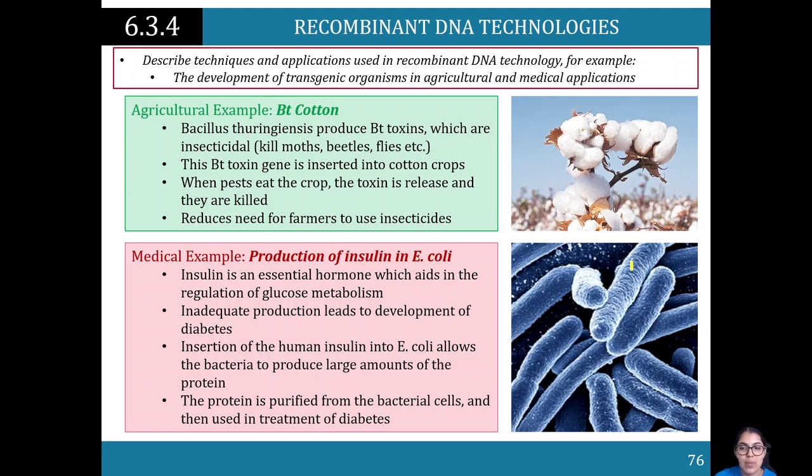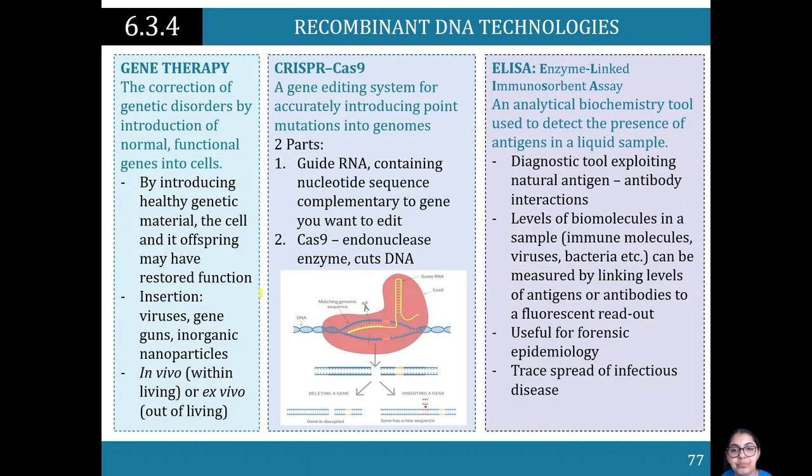The medical example is E. coli, which we just talked about when we talked about recombinant DNA. We know that insulin is an essential hormone which aids in the regulation of glucose metabolism, and inadequate production of insulin can lead to the development of diabetes. What we do is we insert the human insulin gene into E. coli, which is a bacteria, and we allow it to produce large amounts of it. We then purify that protein from the bacterial cells, and we use it to treat diabetes. Here we are, recombinant DNA technology.